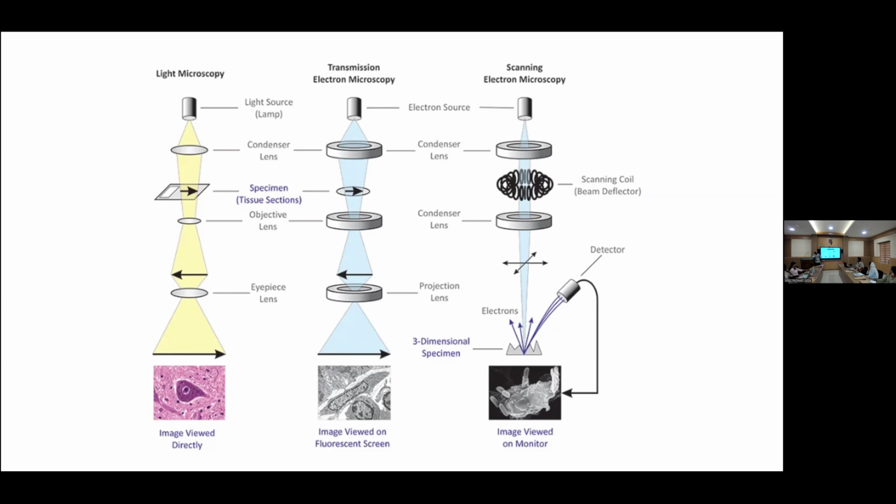As I told you, we cannot generate an electron beam in room conditions. So we should have a very high vacuum system. A vacuum condition should be there. For that, we are using a closed chamber.